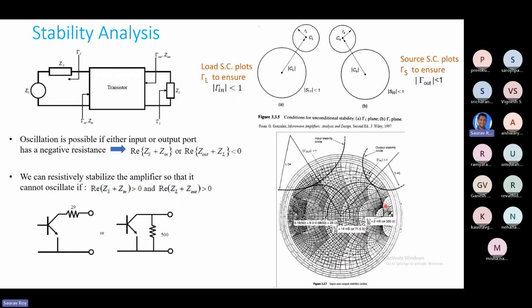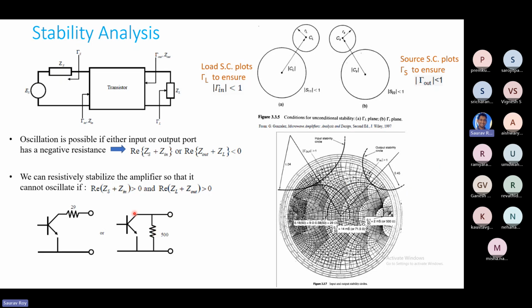This is a Smith chart again, taken from Gonzalez. The right side is the output stability circle, this one, and the left side is the source stability circle. Both of them are plotted in the same Smith chart. Now, let's say we can either add a resistance on the input side or add a resistance on the output side. What will we do? Let's see. We prefer, let's say, a shunt resistance at the output side.